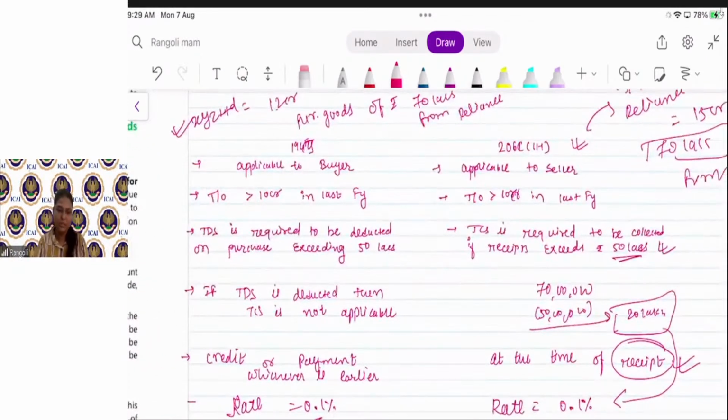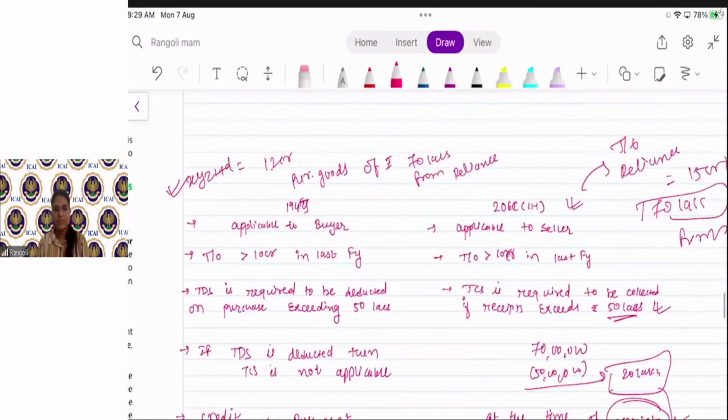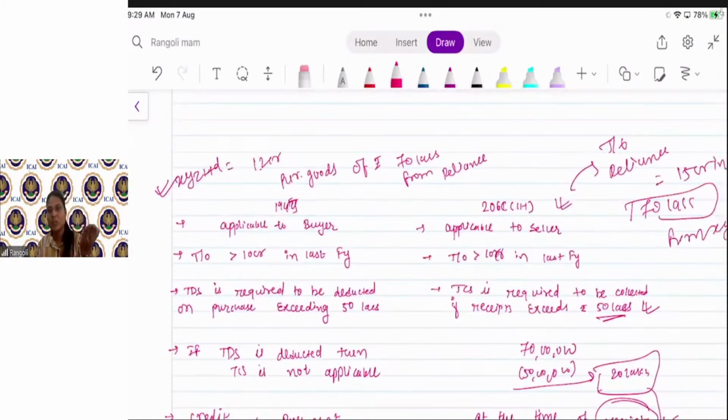Everyone got my point? See here, the turnover of the buyer is also more than 10 crore. The turnover of the seller is also more than 10 crore in the last financial year. The value of sale is more than 50 lakh, and the value of purchase is more than 50 lakh. Yes or no? So the buyer will deduct TDS at 0.1%, and the seller will collect TCS at 0.1%.